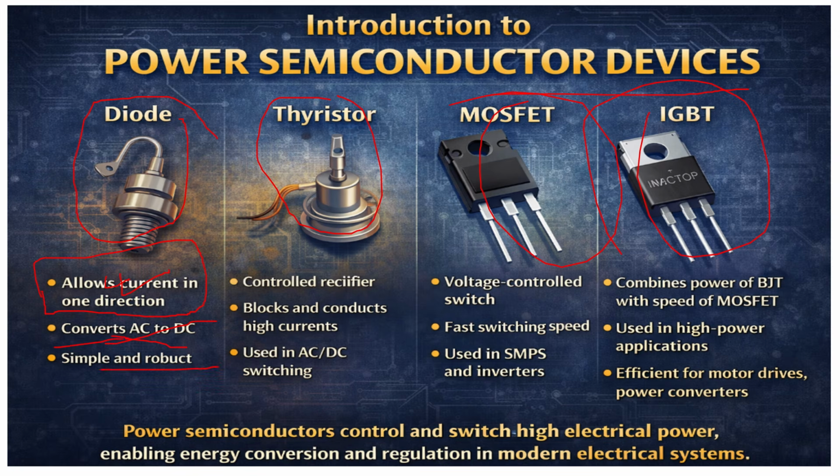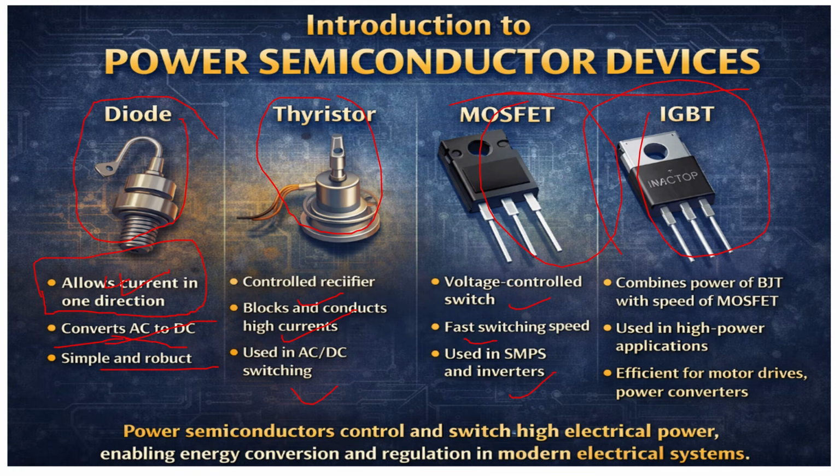Simple and robust. Similarly, thyristors, or silicon controlled rectifiers, are used to block and conduct high currents, and are used in AC-DC switching also. MOSFET has the same working principle. It is a voltage-controlled switch with a fast switching speed, so it is used in SMPS and inverters.